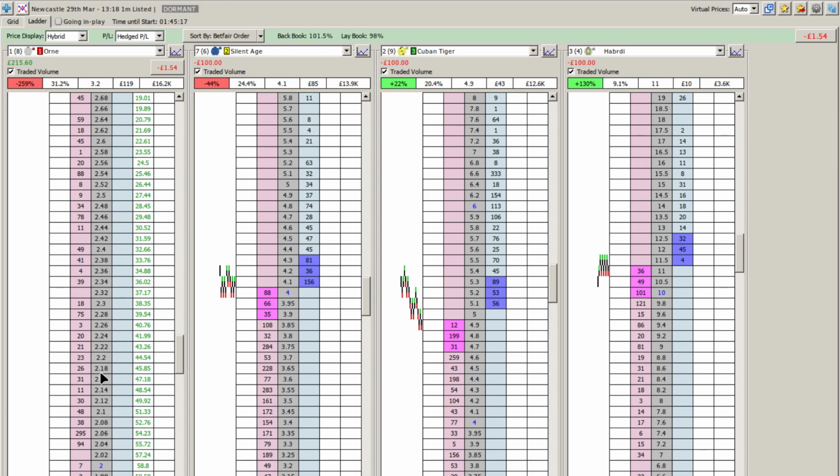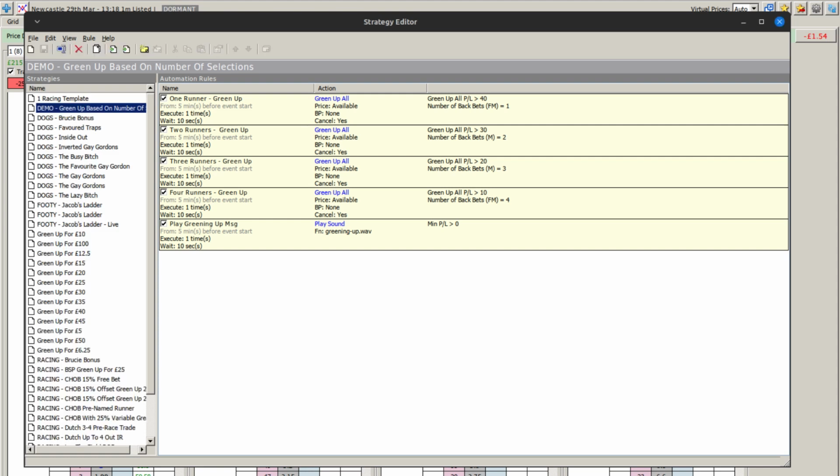And that's a fairly easy automation to set up. The only thing about it, however, is that you need a number of different rules, all doing the same. Unfortunately, there isn't a calculation method where you can say, right, okay, I've got 4 runners, give me 40%, yada, yada, yada. You can't calculate it on the fly. So you actually have to set up a number of different rules. And this is a simple demo of that.